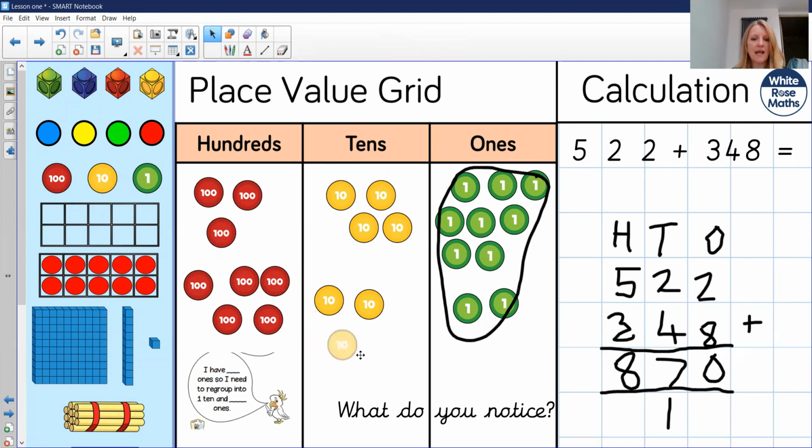into an extra 10. How many have we got now? Well, we've got no ones, so 0 ones. That's why we've got 0 in our answer column there. 10, 20, 30, 40, 50, 60, 70. There's my extra regrouped 10. And 100, 200, 300, 400, 500, 600, 700, 800. So my answer, 870.